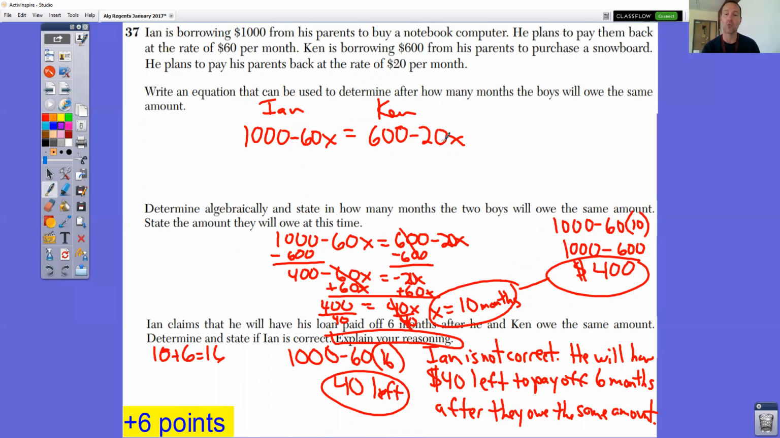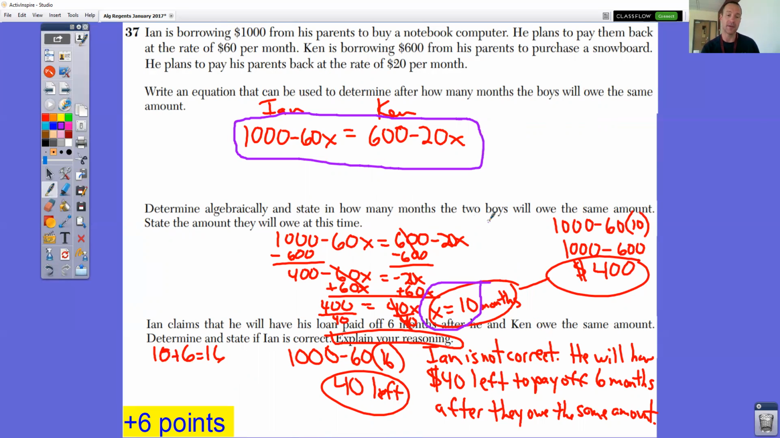Ken is going to pay back $20 a month. So 600 minus the $20 times the number of months. So this is the equation that you have to have. Determine algebraically and state in how many months the two boys will owe the same amount. Now they want you to solve this equation. So you can see my work. There's various different ways that you could solve it. This is the way that I chose to solve it. No matter which way, you should get an answer of 10.